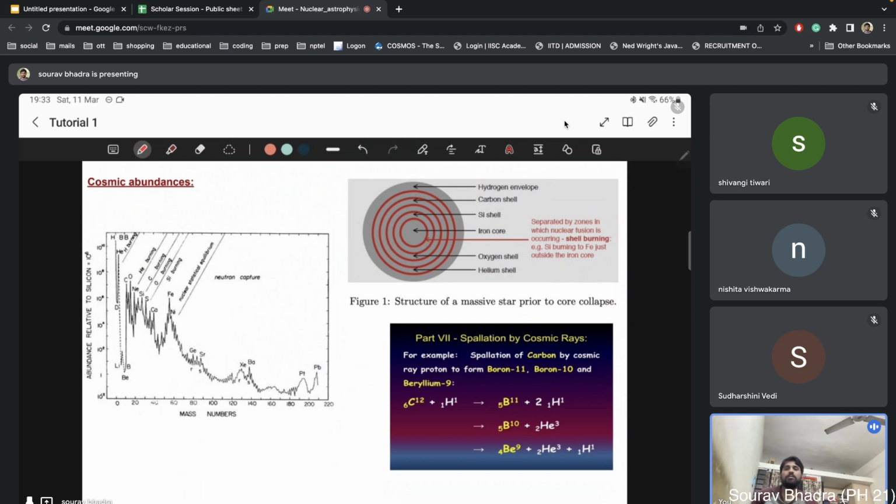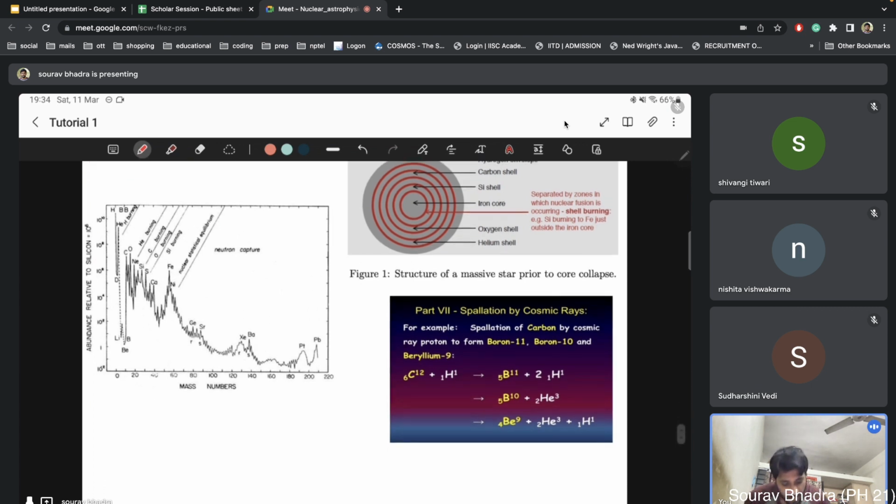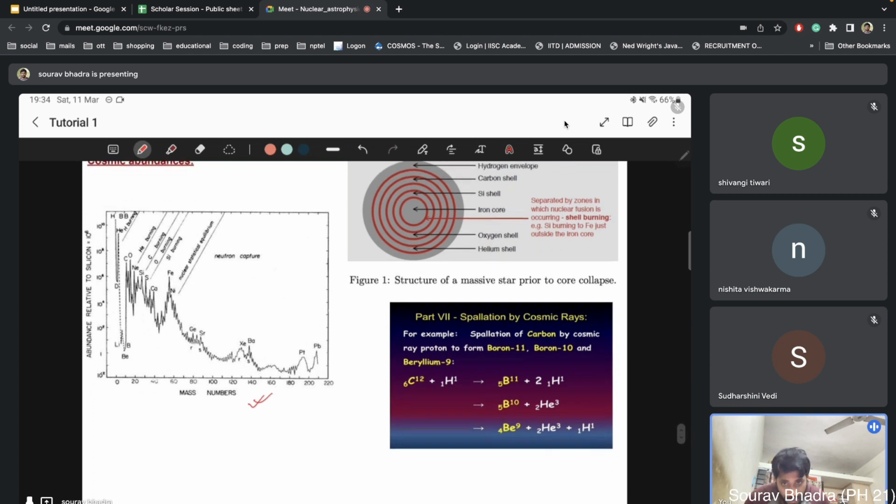All the abundances of these different things are different, they are not equal. Now generally by cosmic abundance we refer to the abundance of the ISM, not a particular object, I mean the surroundings of that object. What is the abundance of that? So that is called the cosmic abundance. For a star it is called the stellar abundance, for cosmic rays it is the cosmic ray abundance. Now this is the elemental abundance plot, and you can see hydrogen and helium have a very high value.